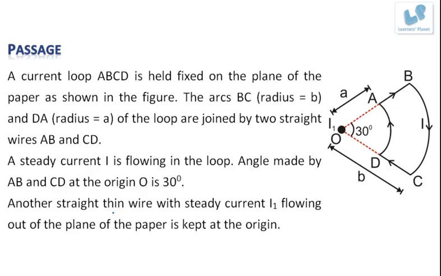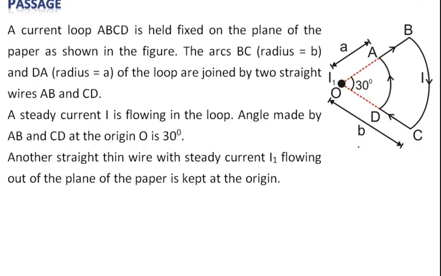Another straight thin wire with steady current I1 is flowing out of the plane of the paper is kept at the origin. Okay, now we have this current loop ABCD in which BC and AD are two arcs, AB and CD are the straight line current segments, and we have one more straight thin wire which is into the plane of the paper, and the current is coming out of this point O, and the angle made is 30 degree by AB and CD.